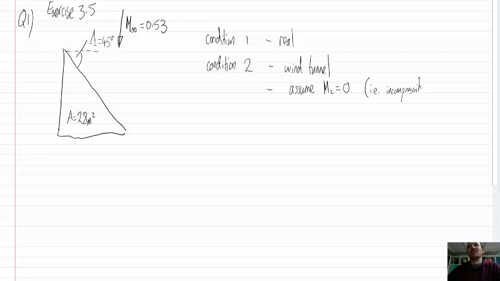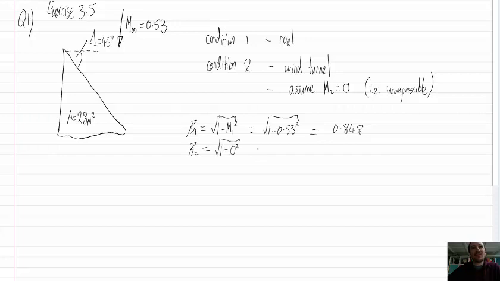incompressible. The question is, if we're running a wind tunnel where the flow is incompressible but the real case is in a compressible flow of Mach 0.53, what correction factor do we need to apply? Well, let's first of all compute our beta 1 and beta 2 compressibility correction factors. So this is going to be the square root of 1 minus M1 squared, which is 1 minus 0.53 squared, which is, I worked this out earlier, 0.848. Beta 2, of course, where M2 is 0, is simply 1.